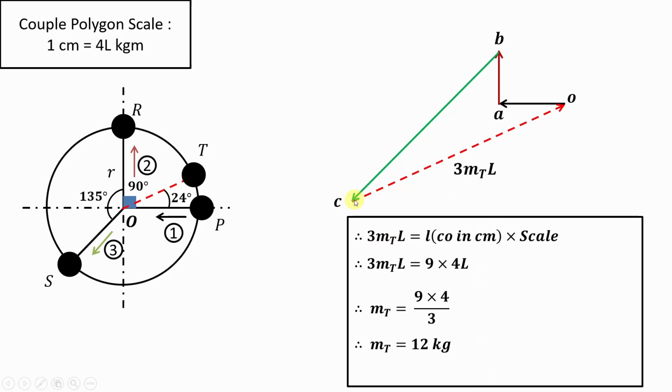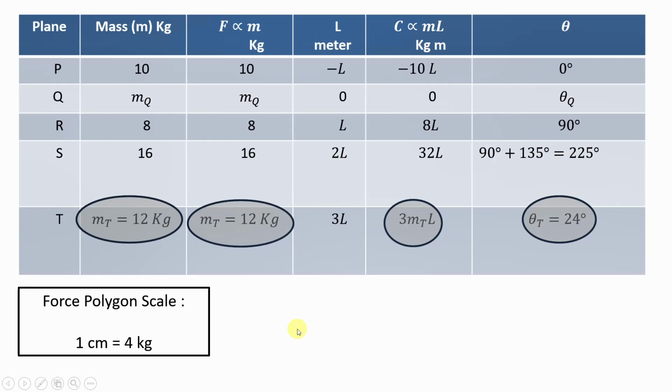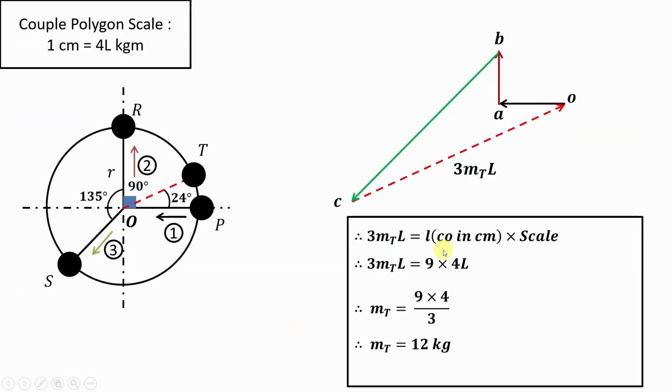will be equal to this length CO multiplied by scale. So length CO is how much? You have to measure this particular by the scale, and it will be 9 centimeter multiplied by scale, that is 4L. So this L will get cancelled. So you'll get 3mt is equal to 9 multiplied by 4, that is 36. So mt will be equal to 36 divided by 3, that is 12 kg.